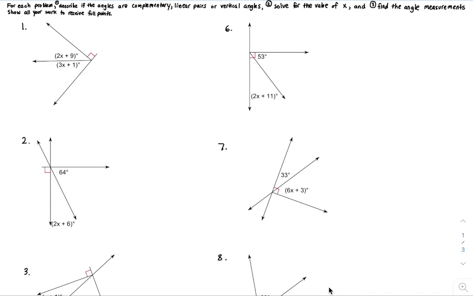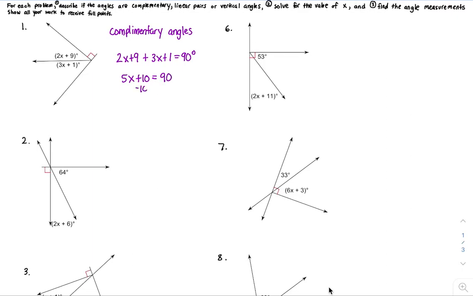So, this is complementary, so I'm going to write that down. Complementary angles. So now we solve. We have to solve for x. Since it's complementary angles, the angle measurements add up to 90 degrees. So 2x plus 9 plus 3x plus 1 is equal to 90 degrees. So now we solve. Collect like terms. 2x plus 3x is 5x. 9 plus 1 is 10.